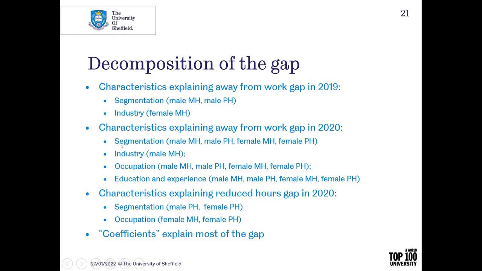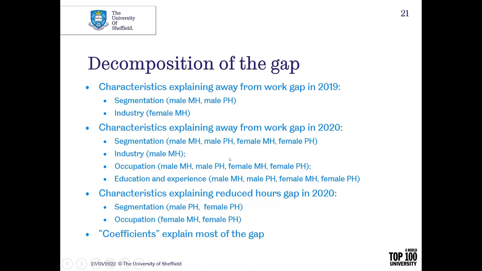So we see that segmentation is very important, and this is particularly related to part-time work. For example, about 8% of non-disabled men who are employed work part-time, whereas 22% of men with a mental health disability work part-time. And because part-time workers were much more likely to be away from work during the first lockdown, this explains a lot of the gap. In fact, for all of the gaps, men and women, and both mental health and physical health.